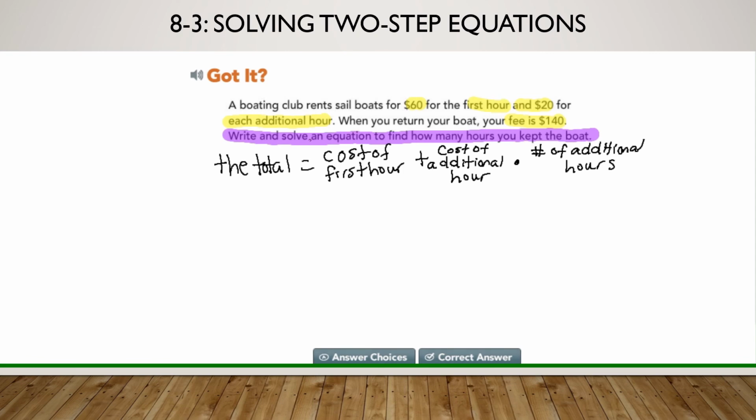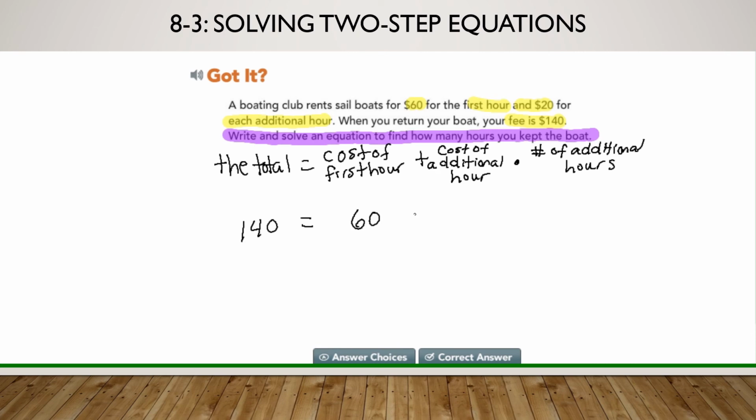Now we have to figure out how this will look in an equation. What is the total cost? Here it says when you return your boat, your fee is $140. So that means that's your total fee. That's how much you paid in all, $140. Now, cost of the first hour. What is the cost of the first hour? Here it tells you $60 for the first hour.